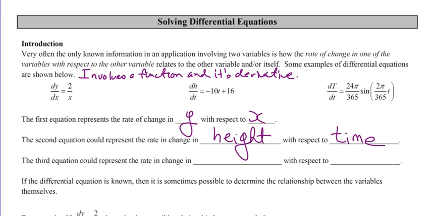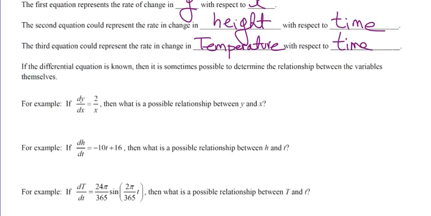Well, there is time, but it's not that. It's also how many degrees it is outside. Temperature, yeah, could be the change in temperature with respect to time, right? It's always about time, right? Because it's rate of change, so what's it going to change with respect to?